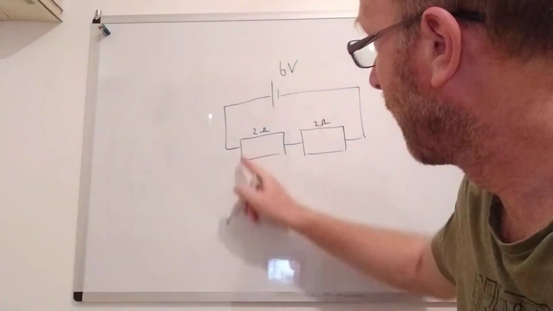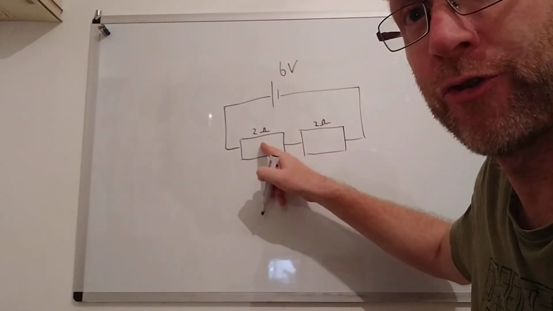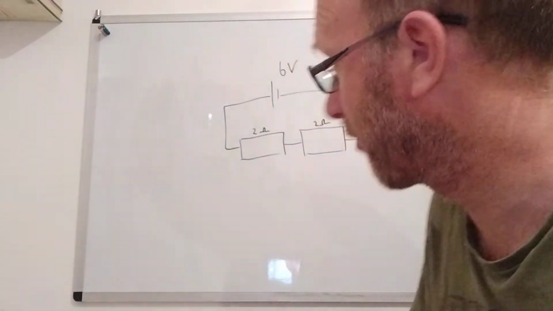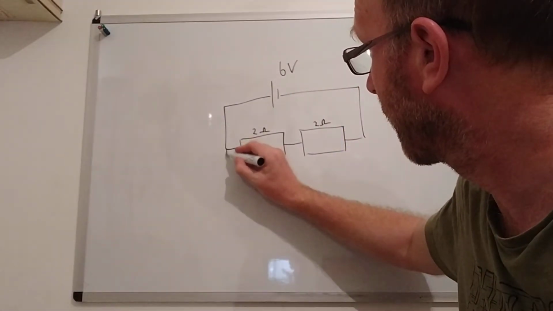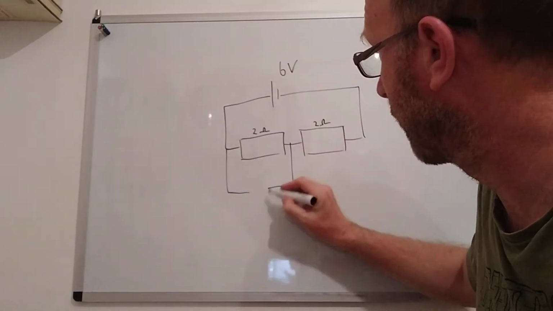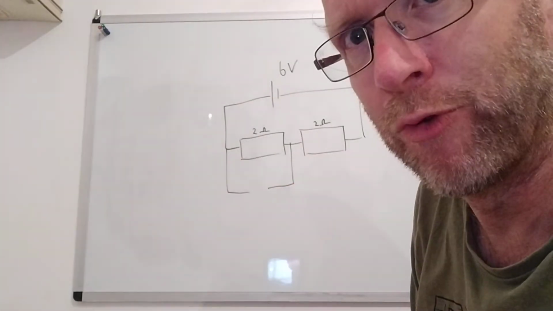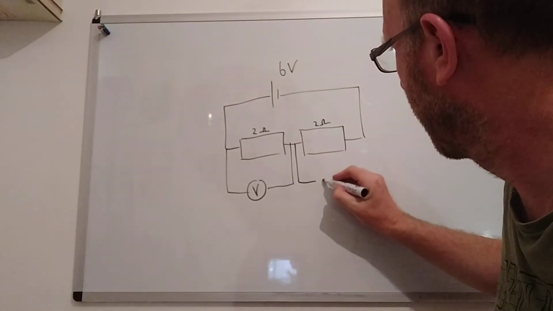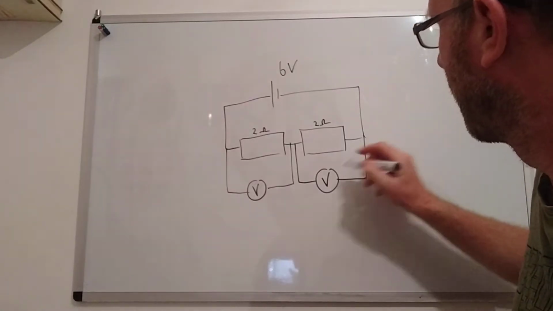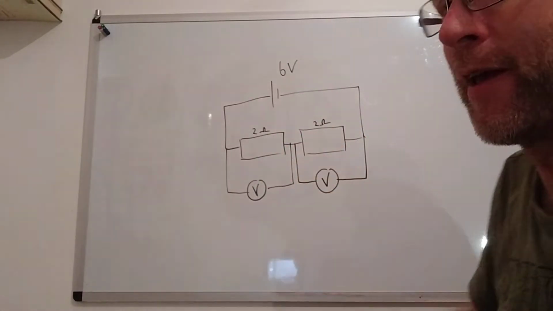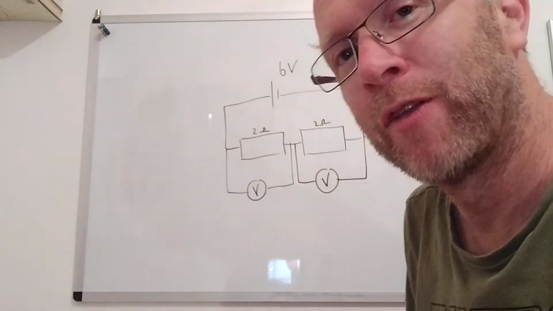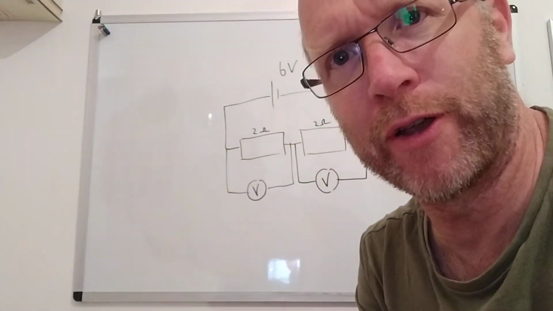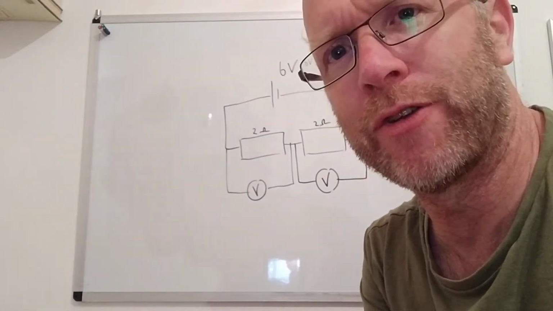So 6 volts available. It would need half of the energy to get through this one and half to get through this one, because they both have the same resistance. So if I connected something between here and here to measure the voltage, which we call a voltmeter, and if I connected another one between here and here to measure the voltage, you'd expect those 2 voltages to be the same, both 3 volts. So we've divided the 6 volts into 3 and 3. This is why it's called a potential divider, potential difference divided into 3 and 3.